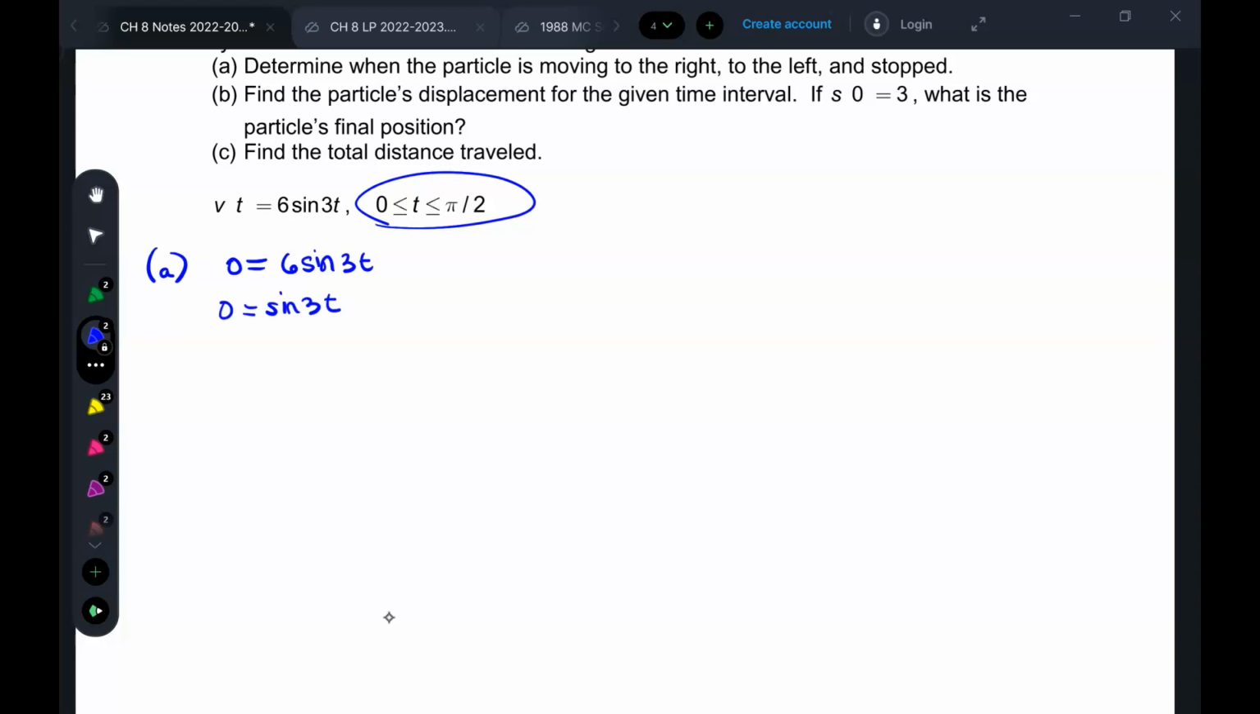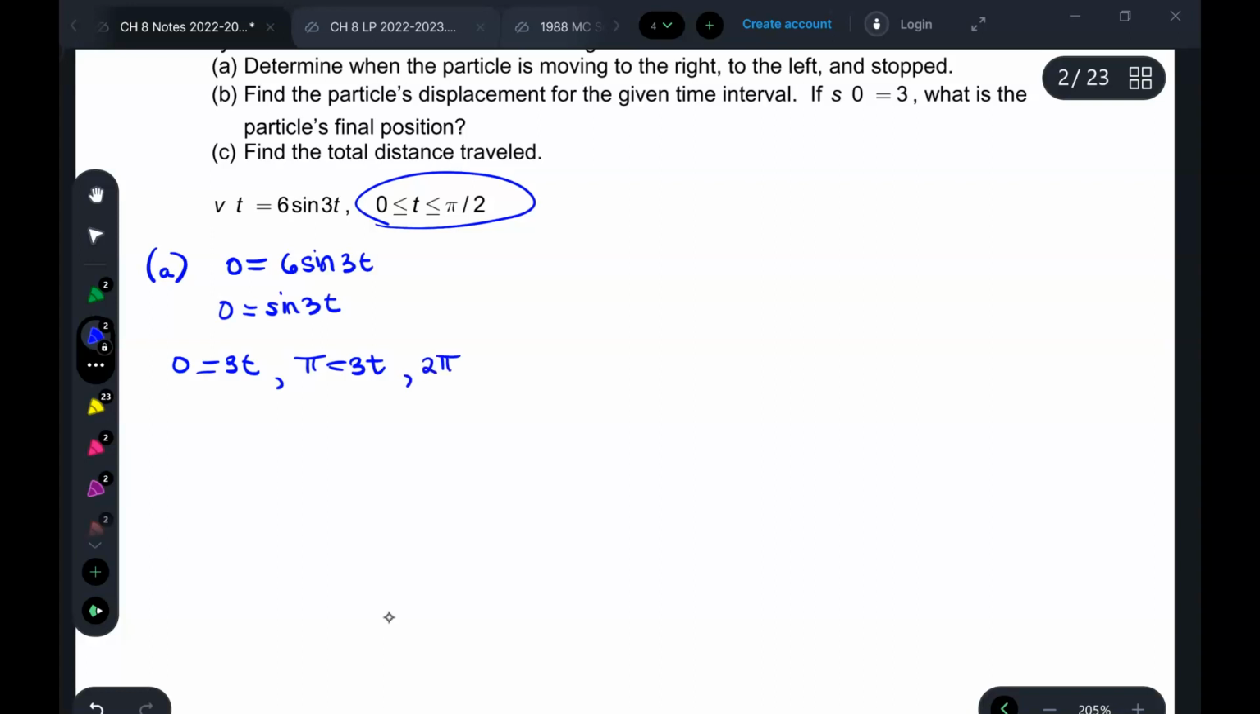Okay, let's think about this. 0. At 0. Where else? At pi. I could do 2 pi, but again, I'm thinking I have to divide everything by 3, and I have to make sure all my values stay between 0 and pi over 2. So is 2 pi over 3 between 0 and pi over 2? No, so I don't really have to go any further.